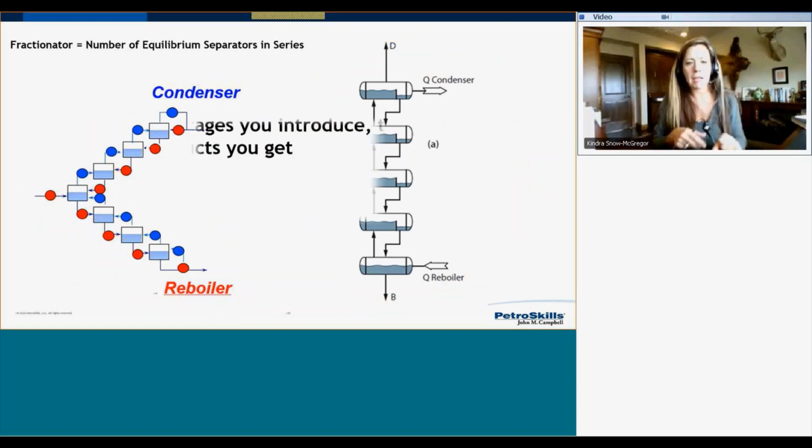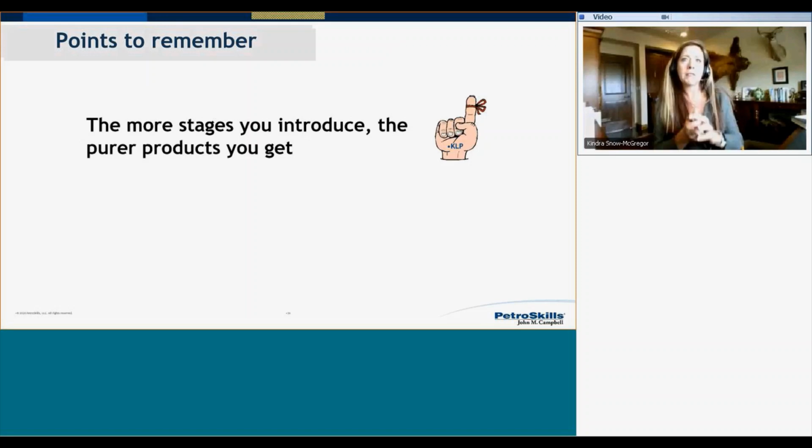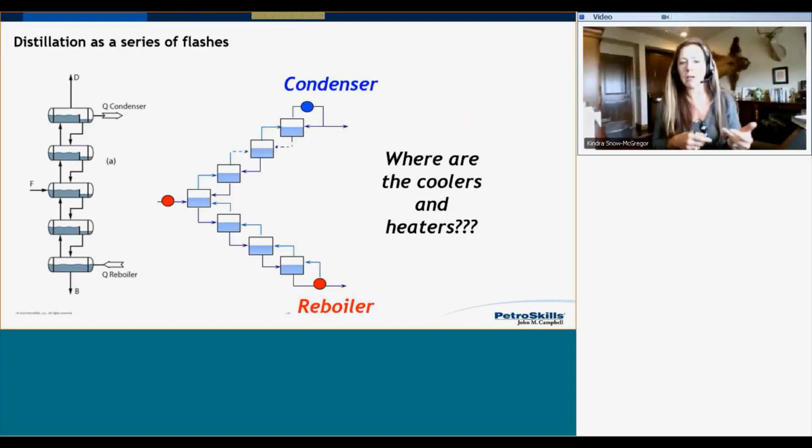And so the first takeaway that I need you to remember is that the more stages I introduce into a column, the purer products I'm able to make. All right, so the taller column I have, I will be able to make a much higher purity product. All right, so that's the first point to remember. The second point is what's physically happening inside of that vessel, those really tall, shiny columns.